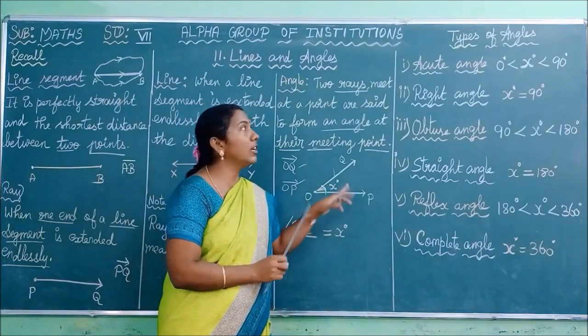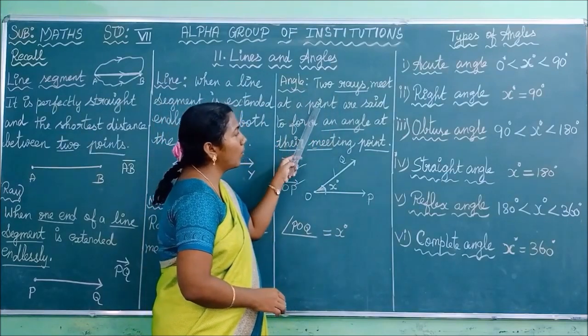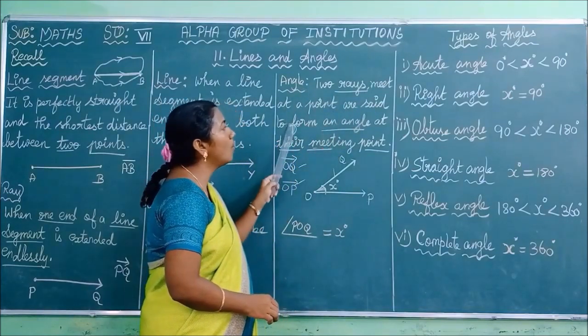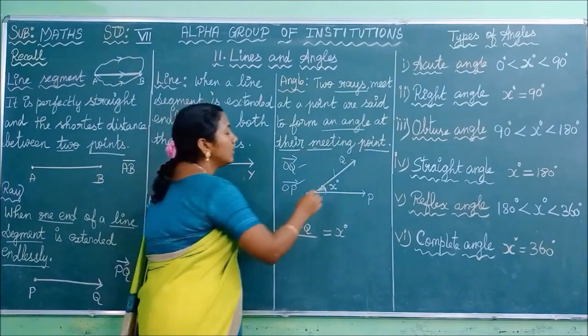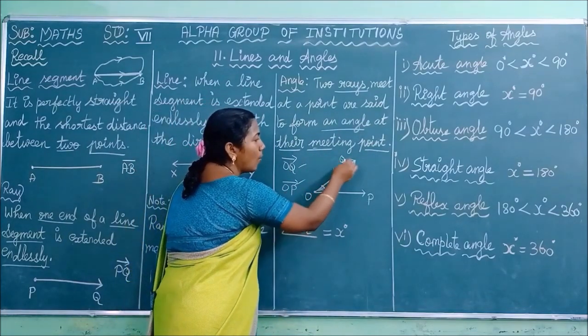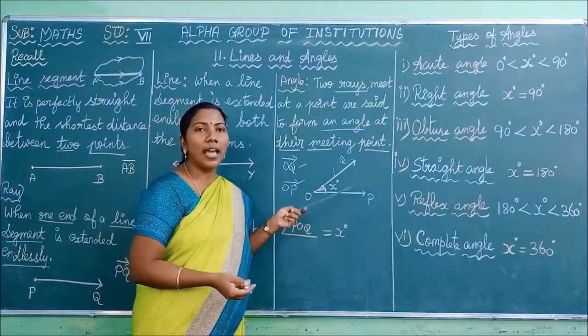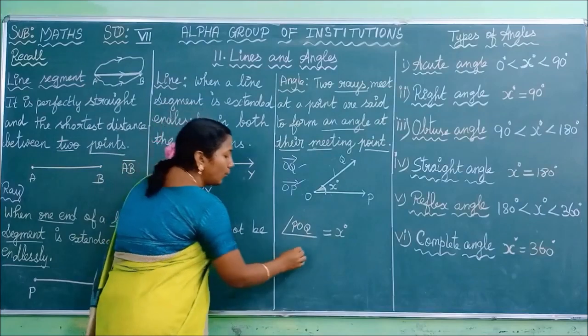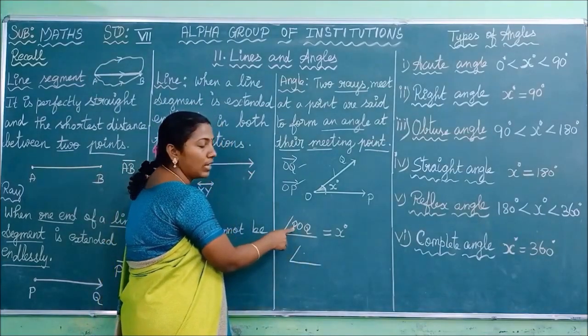Do you understand, children? Once again I am reading the definition. Two rays meet at a point are said to form an angle at their meeting point. See here, this space is said to be the angle formed by these two rays. How can we denote the angle? We use the angle symbol like this, and inside the symbol you write the name of the angle.